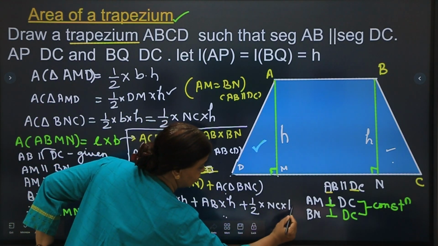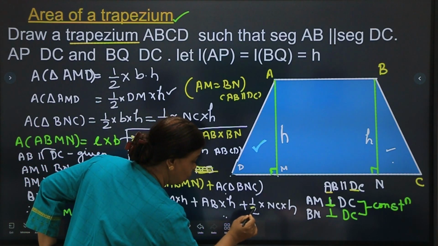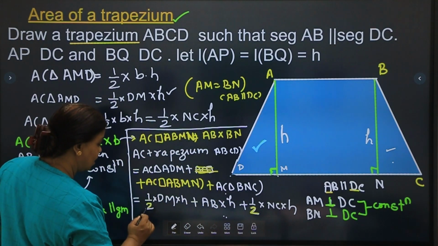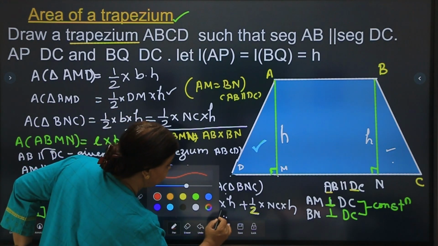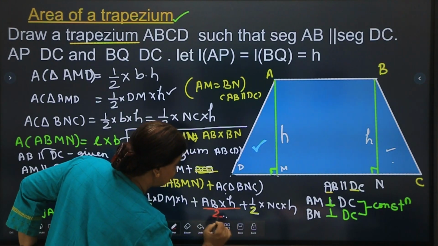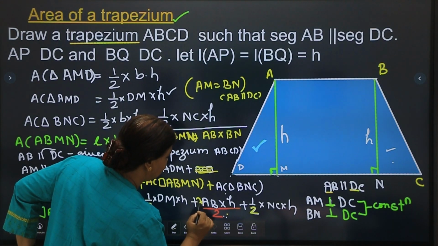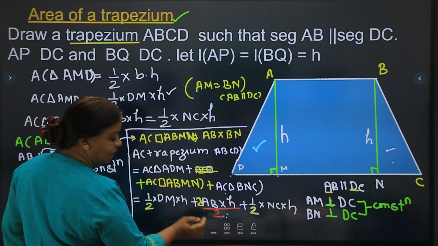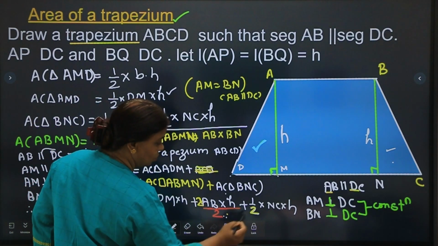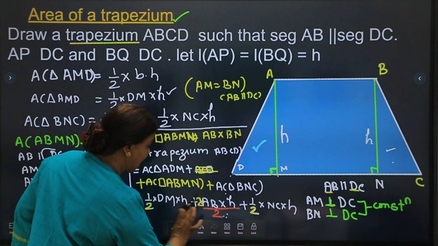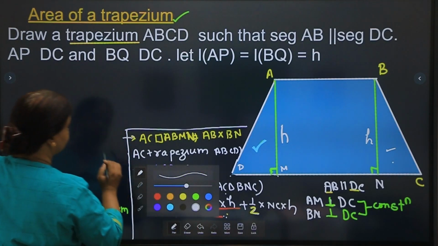Now look at this, children, this has upon 2, here also there is upon 2, but in this there is no upon 2. So what will we do? We will introduce upon 2 here as well, and multiply it by 2, so the value will remain the same. Now this entire is upon 2, this also is upon 2, so we can add them. Clear?